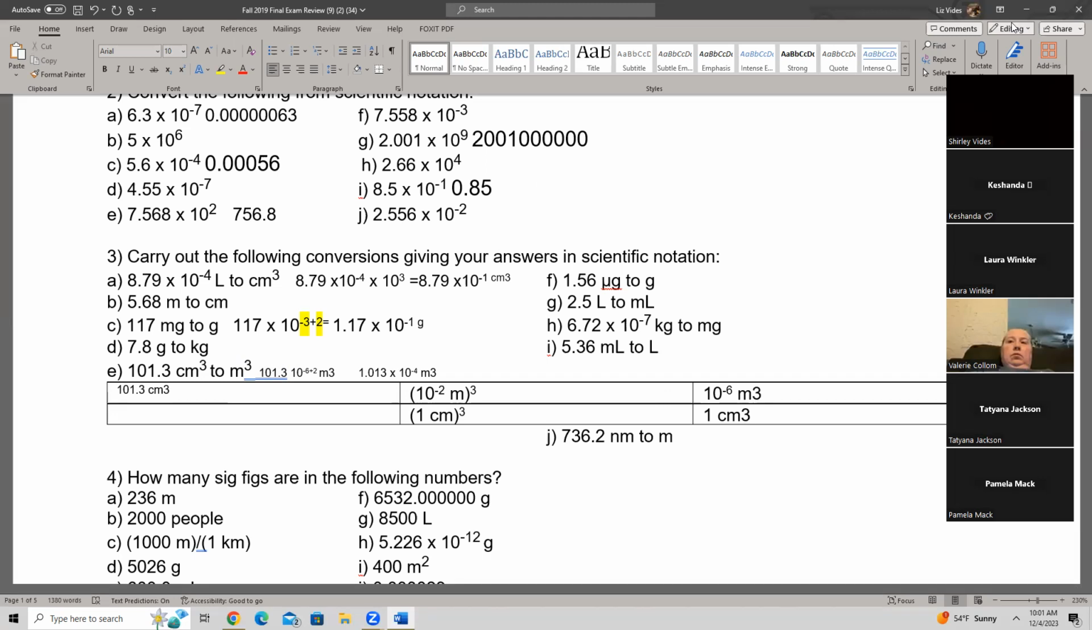All right, so E, then the next one we're doing is G. Okay, so you tell me. So it's 2.5. We're going from liters to milliliters. What's our direction? Down. How many spots? No, liters to milliliters.